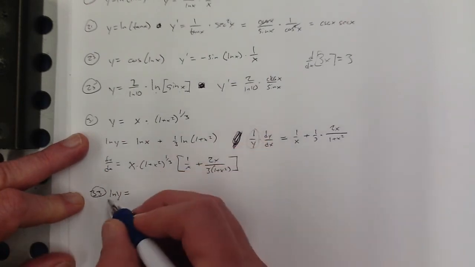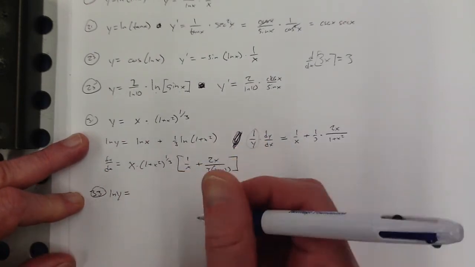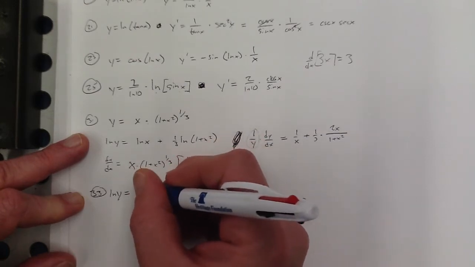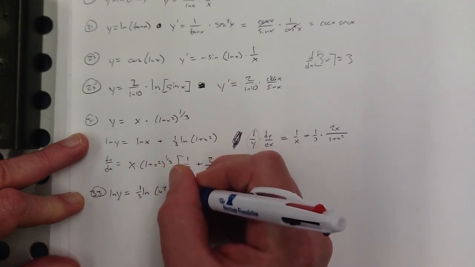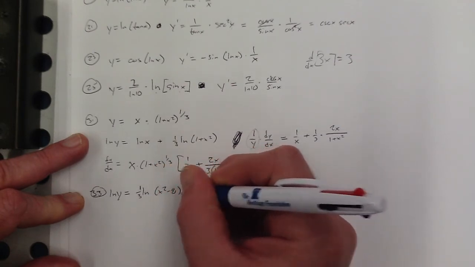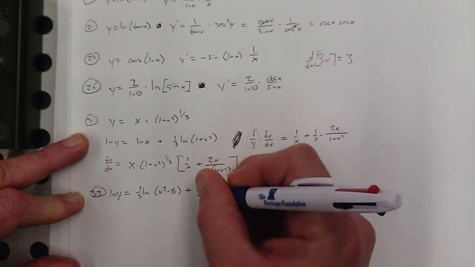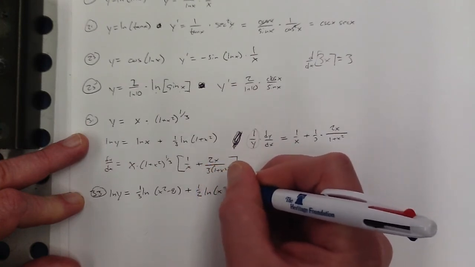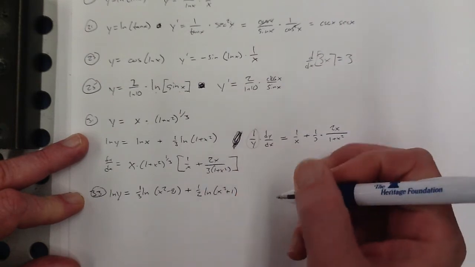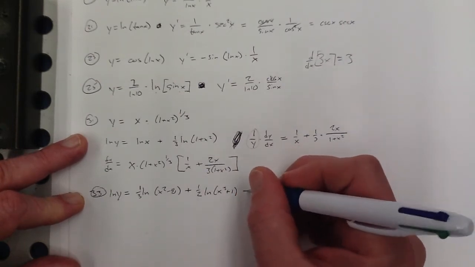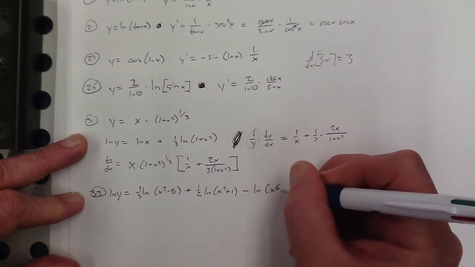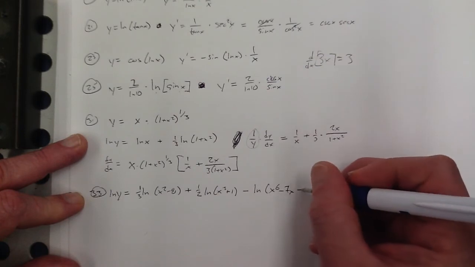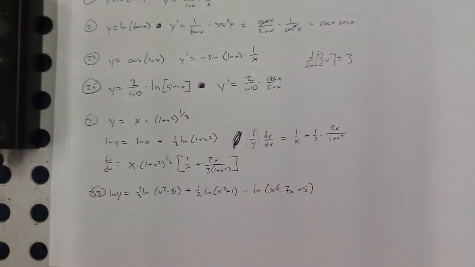So if we take the natural log of y on this side, and on the other side I'm going to have 1/3 natural log of x squared minus 8. And then I have multiplication with this thing on the top. That's 1/2 natural log x cubed plus 1. And then division turns into subtraction, and there's no big exponent on that. It's just the natural log of x to the 6 minus 7x plus 5. Right? That's how that first step works.